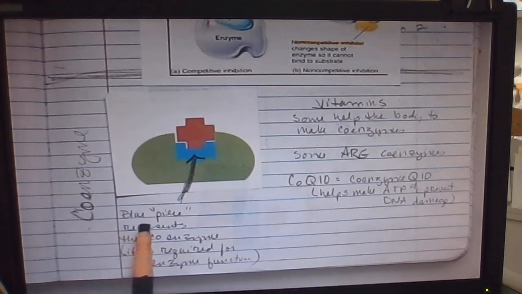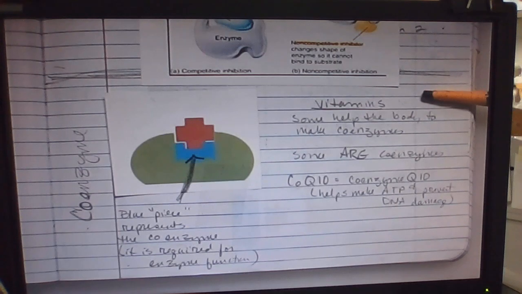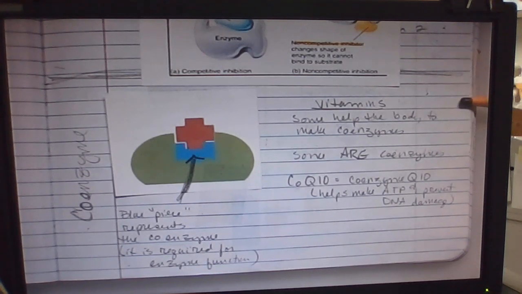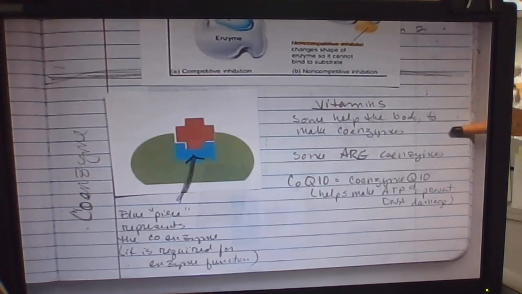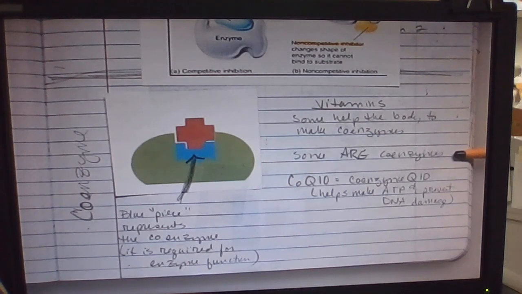For a coenzyme, this blue piece is representing a coenzyme. It is required for the enzyme to function. So why do we need vitamins? Some vitamins help the body to make coenzymes. Some vitamins actually are the coenzyme.